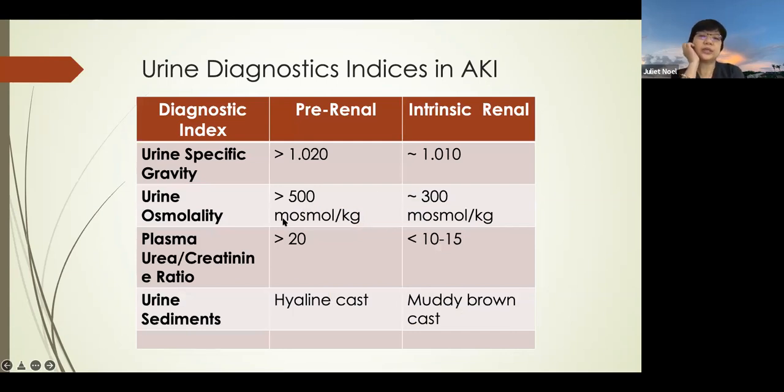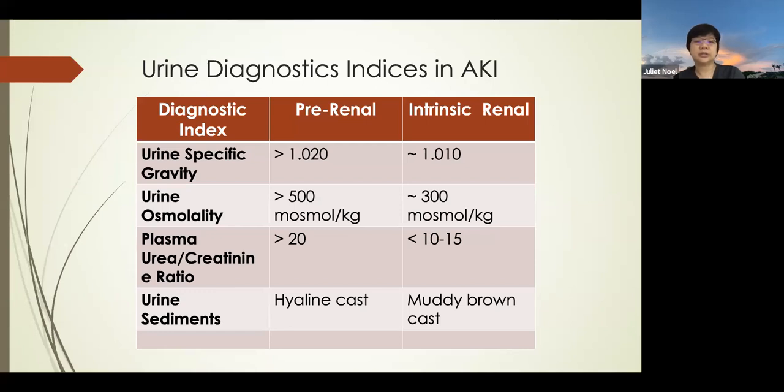So next would be the urinary diagnostic indices in AKI. You would want to see the urine specific gravity. Urine specific gravity would be helpful for as long as there's no proteinuria and a lot of cells. So if you have more than 1.020, most likely the patient has pre-renal AKI. But if there's proteinuria and hematuria or pyuria, your specific gravity will go up and will not be helpful.